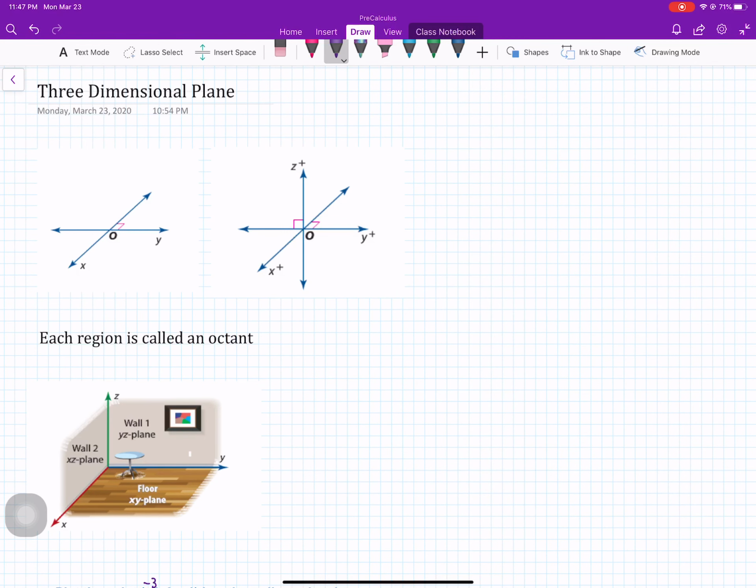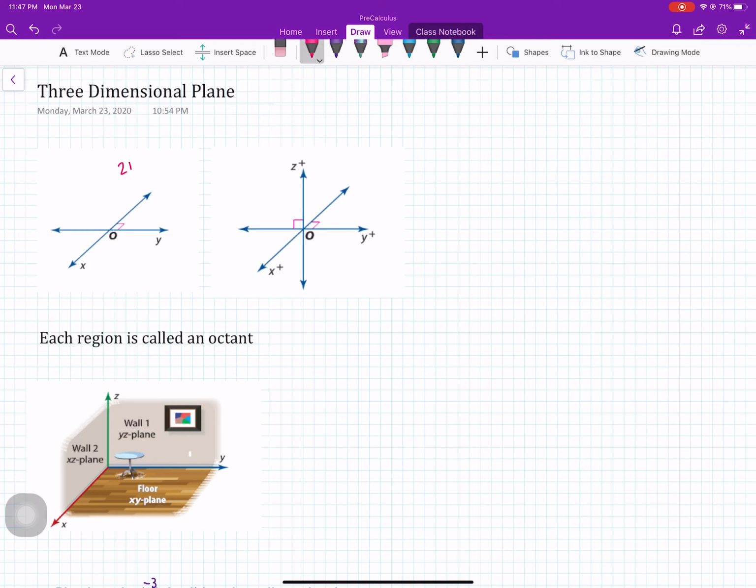Class, and welcome to your first video in our series about three-dimensional vectors. We're going to be covering the basics of three-dimensional vectors in this series. So first, we have to talk about the three-dimensional plane in general and three-dimensional points.